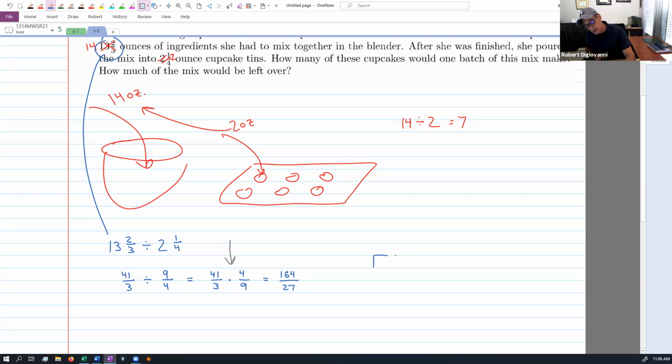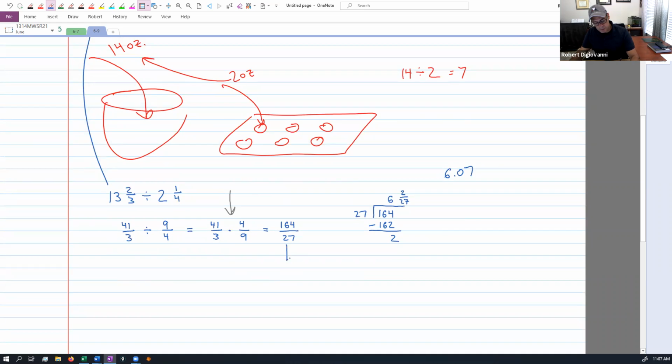To do that, you have to go back to the old school division like this. And if you have trouble with this, you can just do it on your calculator, 164 divided by 27, and I get 6.07, something like that. So that tells me that 6 times 27 gives me 162. Then I subtract to get a remainder of 2. So I put 2 over 27 here.